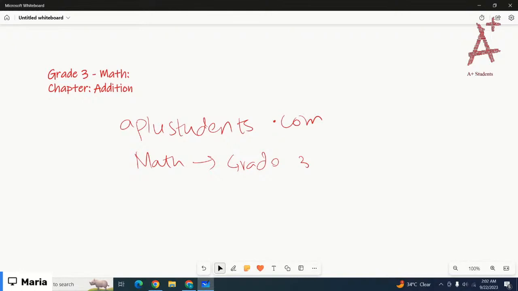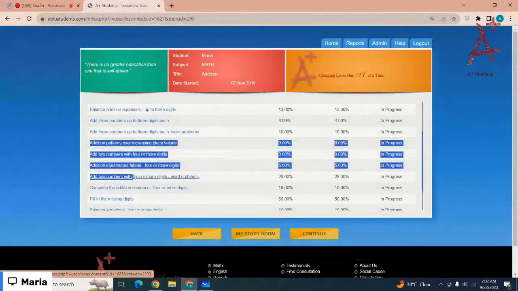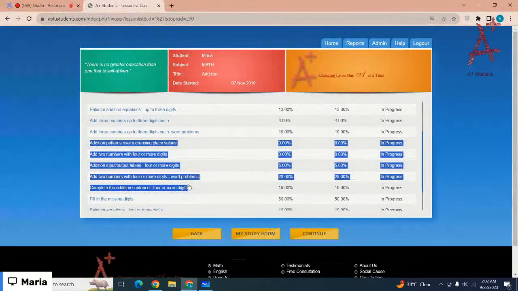We are going to start with the chapter addition. Please make sure you have your notebook and pencil so that you can note down the important examples and definitions as well, right? We are already working on the chapter. Today we are going to start with the lesson. Let me just show you the lessons. We're going to start with the lesson addition patterns over increasing place values.